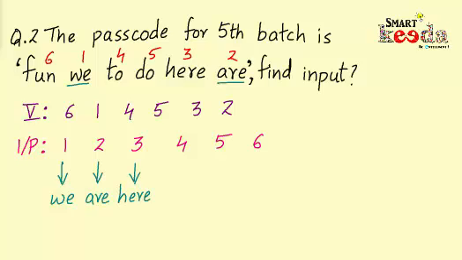Next we will write the word corresponding to the labeled number 4, that is 2, below 4. Now we will write the word corresponding to the labeled number 5, that is do, below 5. And now we will write the word corresponding to the labeled number 6, that is fun, below 6. Therefore the required input is, we are here to do fun.